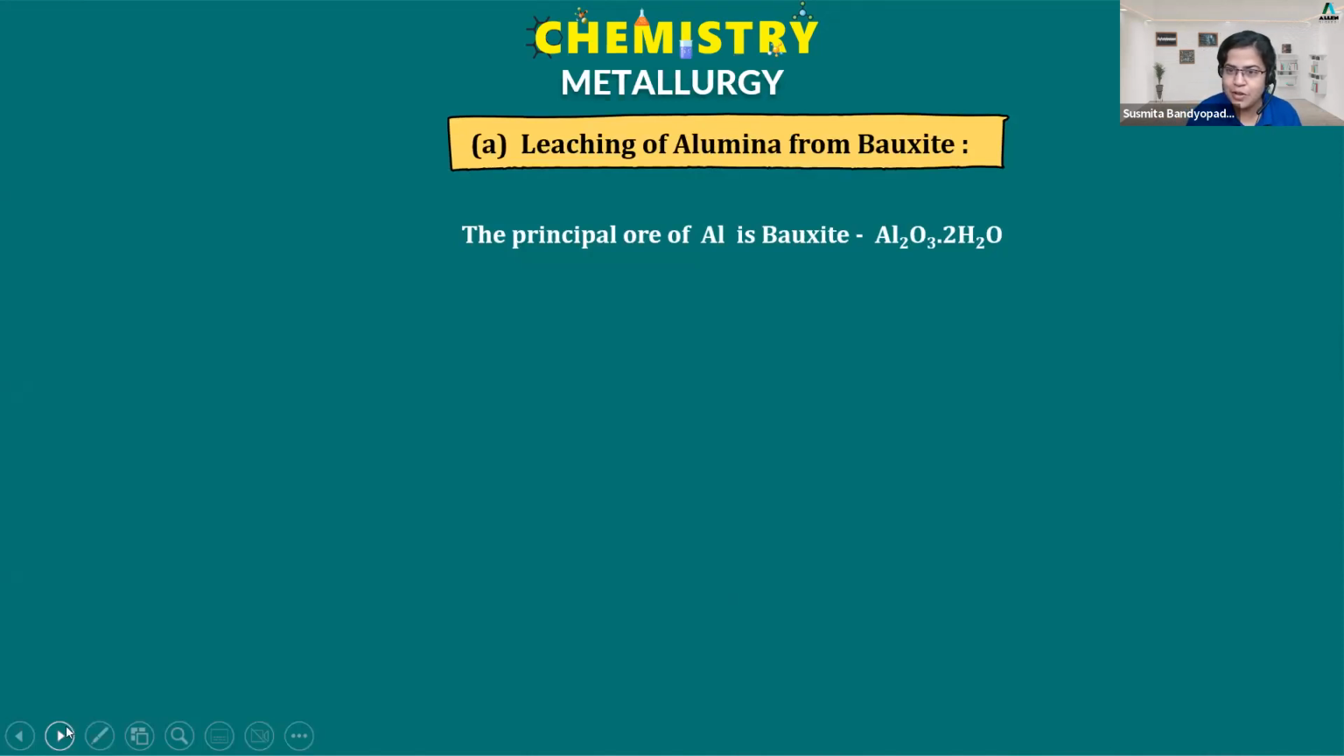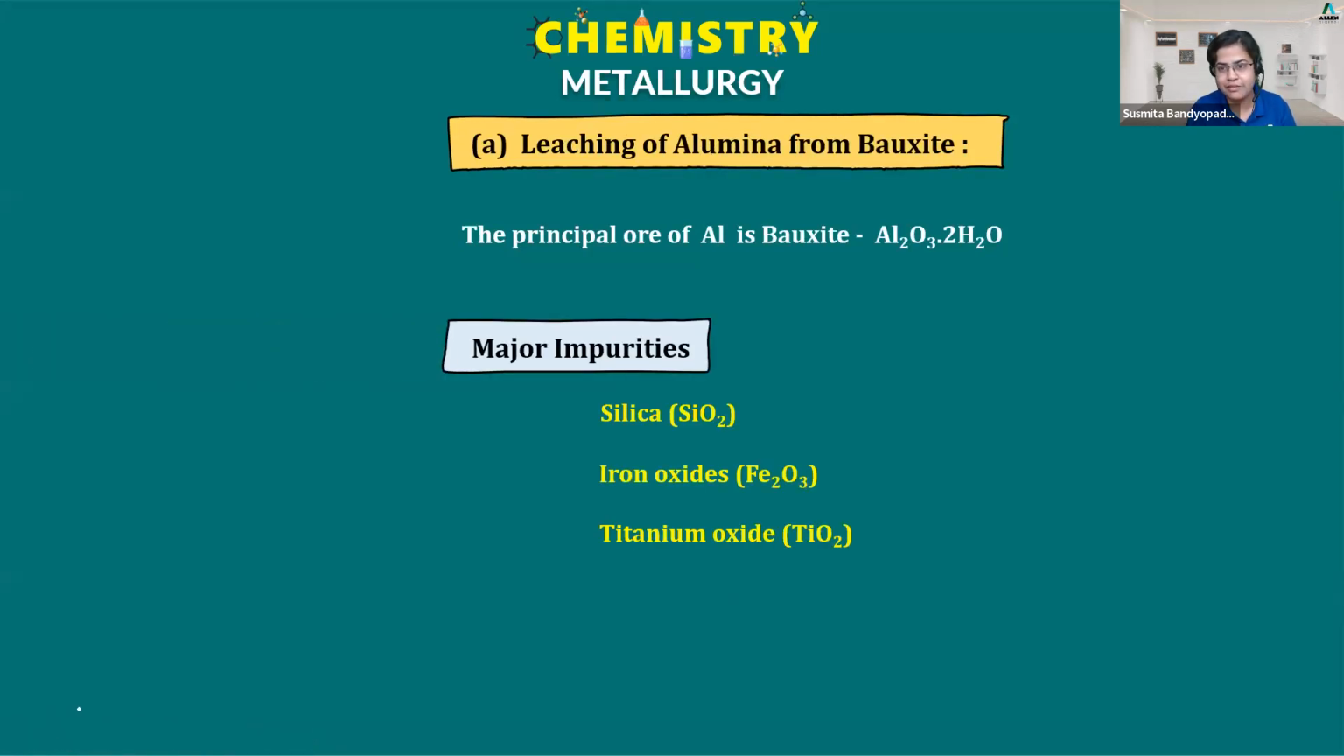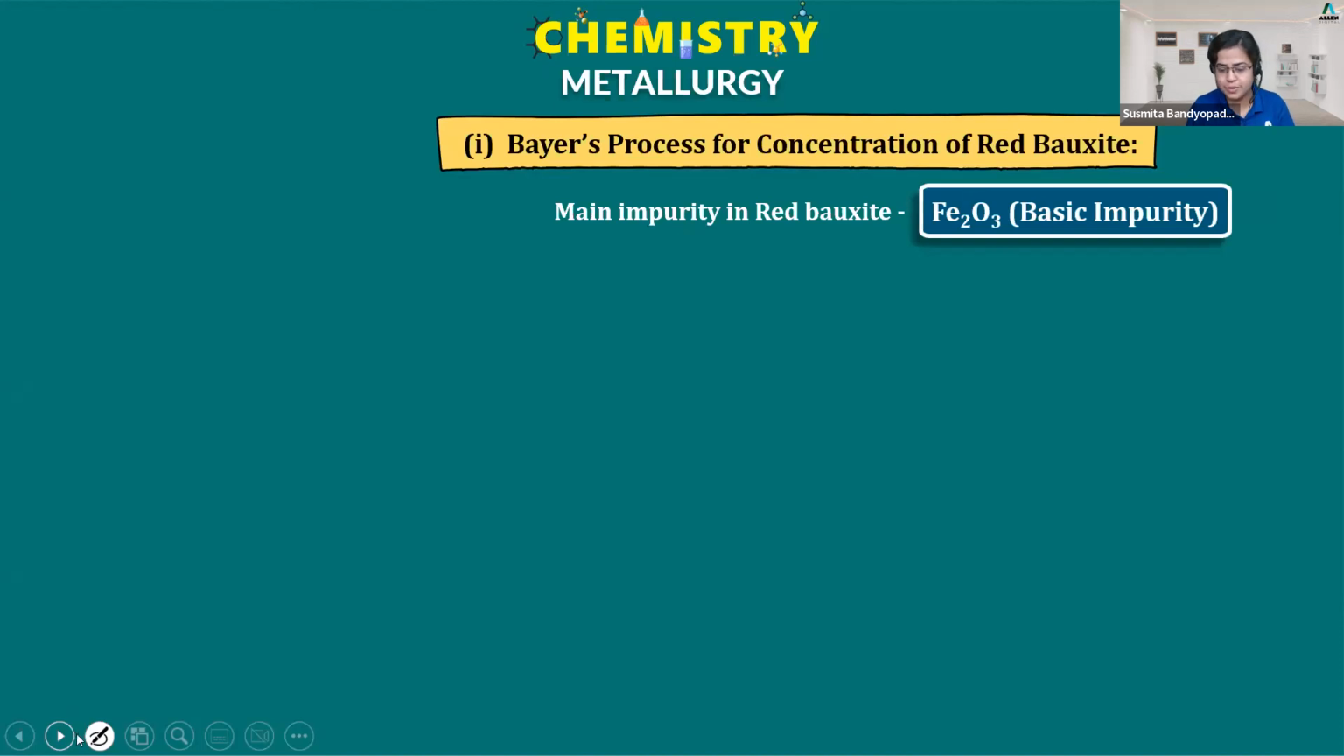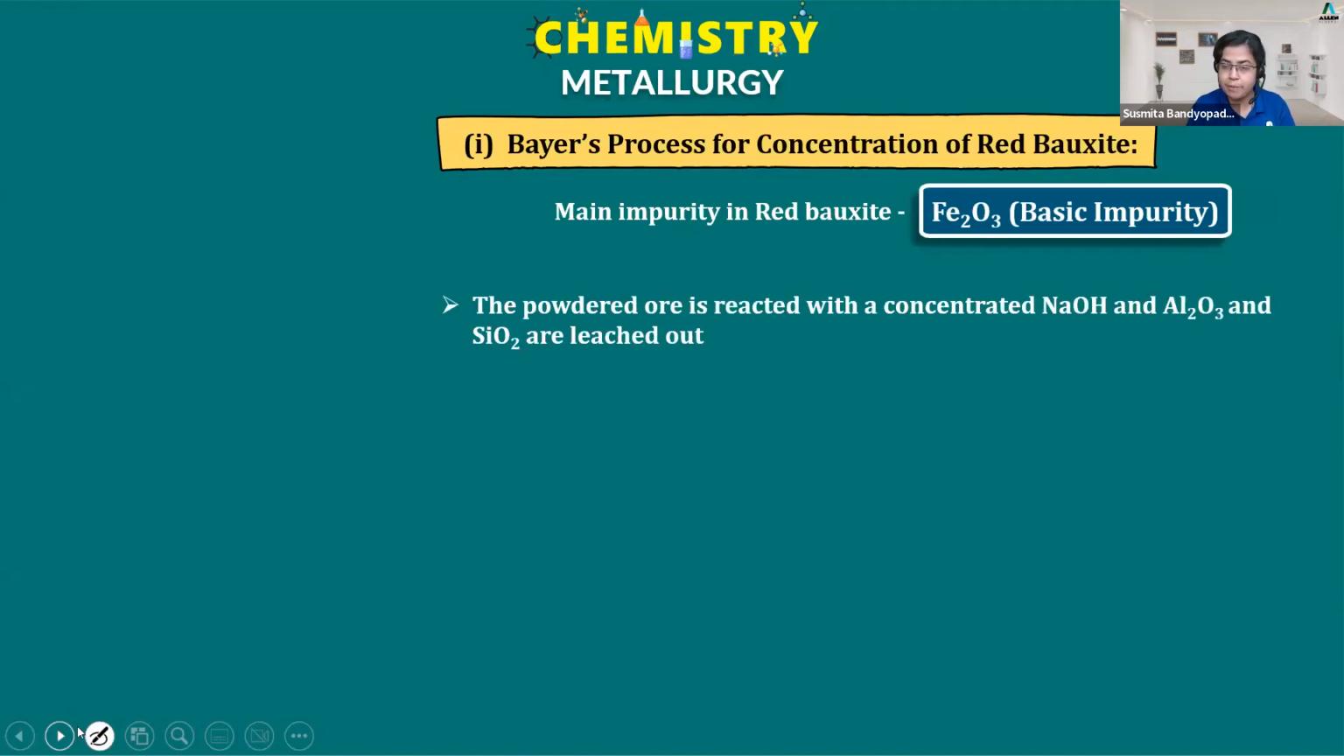So the principal ore of aluminium is bauxite, Al2O3.2H2O. These are the major impurities: Fe2O3, silica, titanium oxide. We'll first go by the Baeyer's process, where our purpose is to remove Fe2O3, which is a basic impurity. Due to the presence of Fe2O3 as an impurity, the bauxite looks red in color, impure bauxite. When the major impurity is Fe2O3, the bauxite is called red bauxite, and you have to remove this Fe2O3 from this bauxite. What will you do?